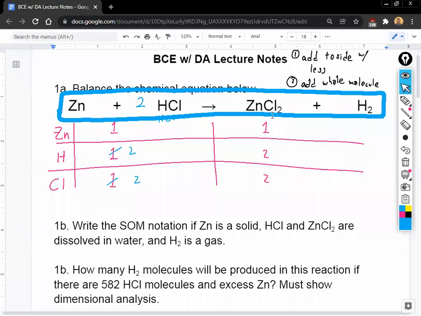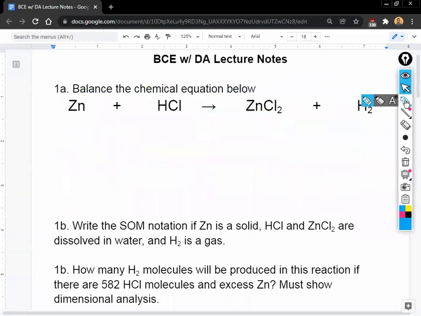All right, so now that we balanced out this equation, we're going to learn about something called the SOM, or state of matter notation. State of matter is basically whether something is a solid, liquid, or gas. When we have a balanced equation, we just want to write a little parentheses next to each molecule with a symbol that tells us if it's solid, liquid, or gas, okay?